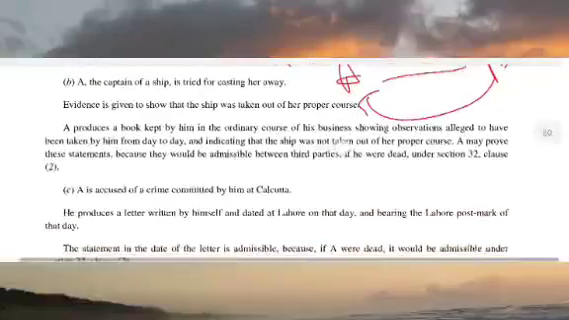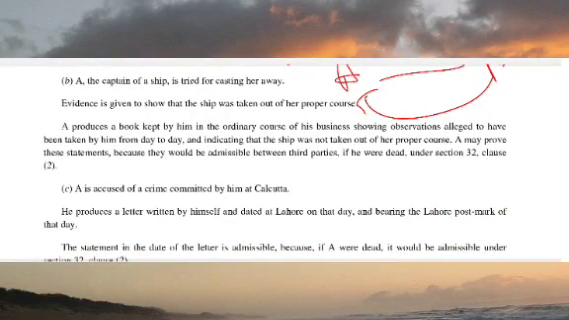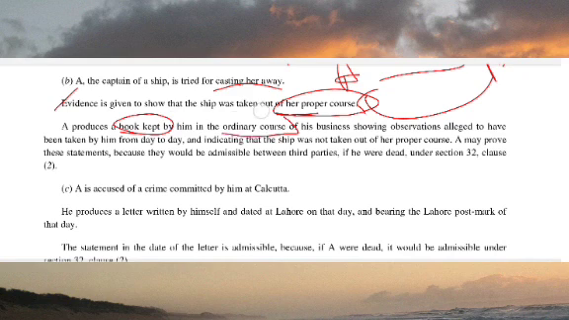Then the second one: a captain of a ship is tried for casting her away. Evidence is given to show that the ship was taken out of her proper course. A produces a book kept by him in the ordinary course of his business, showing observations stated to have been taken by him from day to day and indicating that the ship was not taken out of her proper course. He may prove these statements because they would be admissible between third parties if he were dead, under section 32 clause 2.